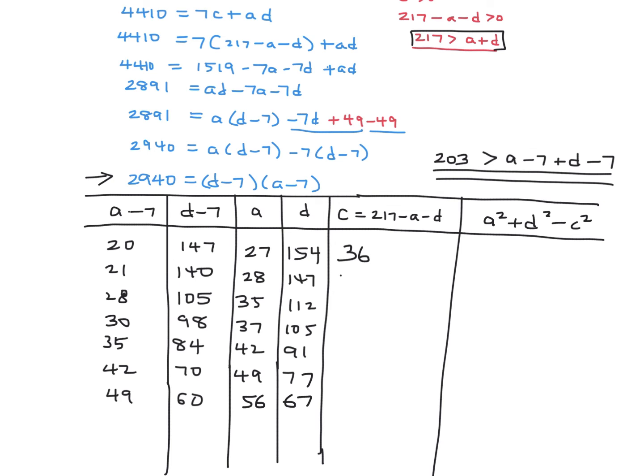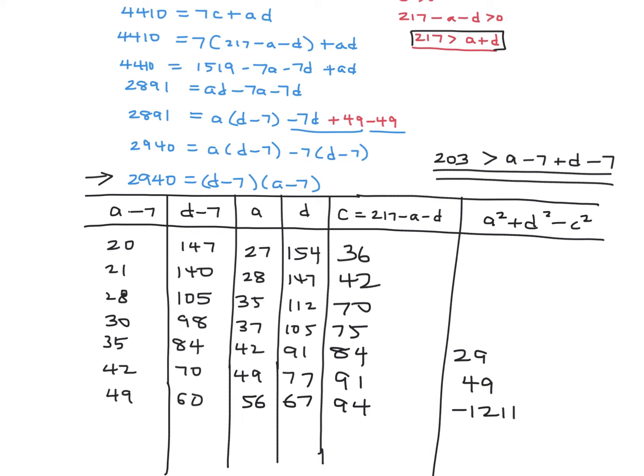36, 42, 70, 75, 84, 91, and 94. Okay, now these guys, I'll let you calculate it all, and I just put them in like that.